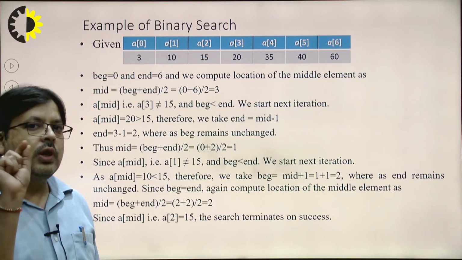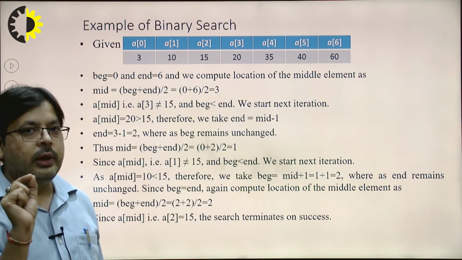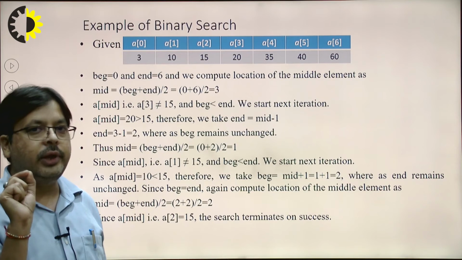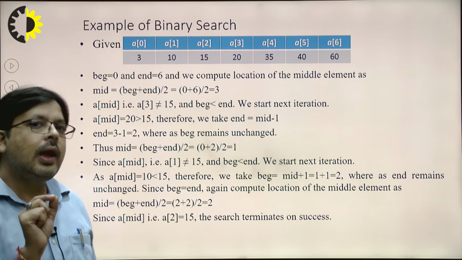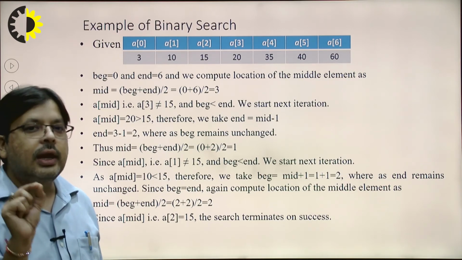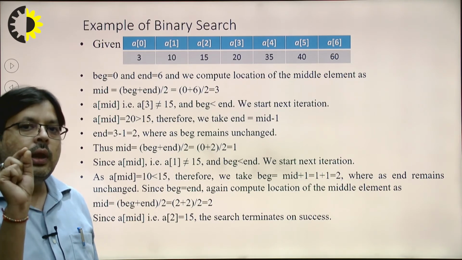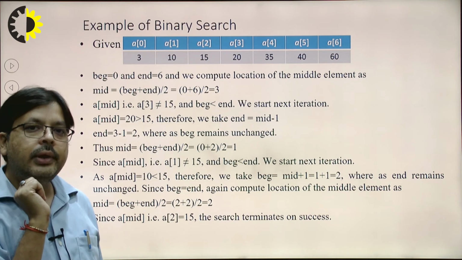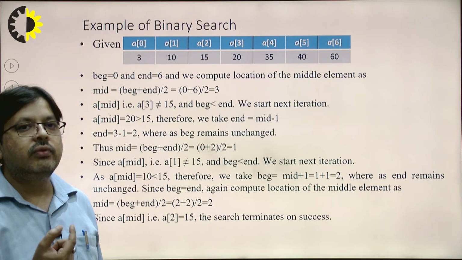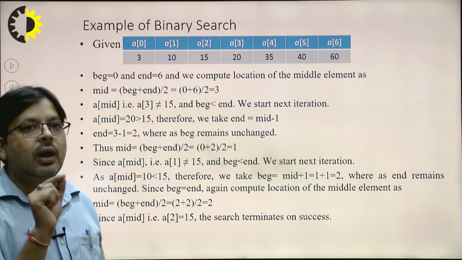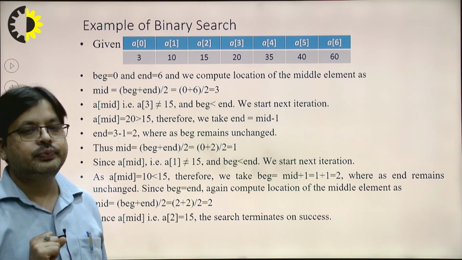So just focus on A[3]. The value at A[3] is 20 and you want to find 15, right? So you can conclude that our desired key value is less than the mid value. So obviously we will go to the left side of the middle element, and we will focus on the left side array, that is 3, 10, 15. Now the beginning of that array is fixed and we have to recalculate the end of the array.